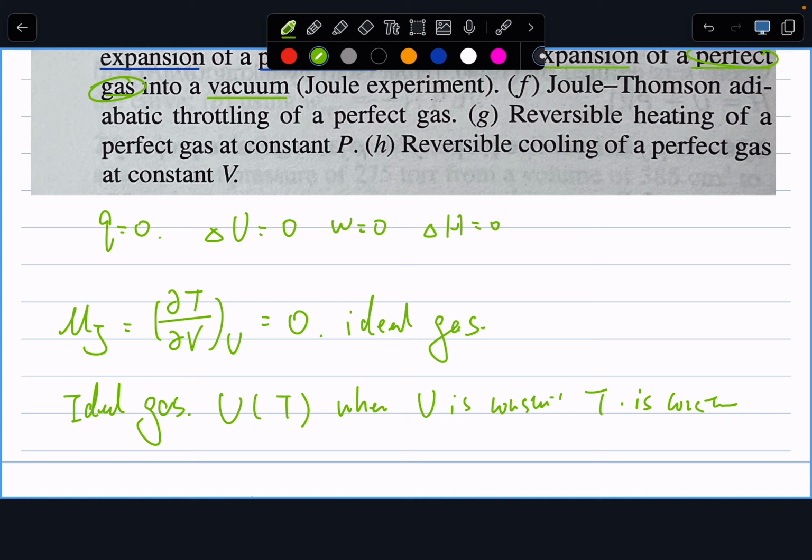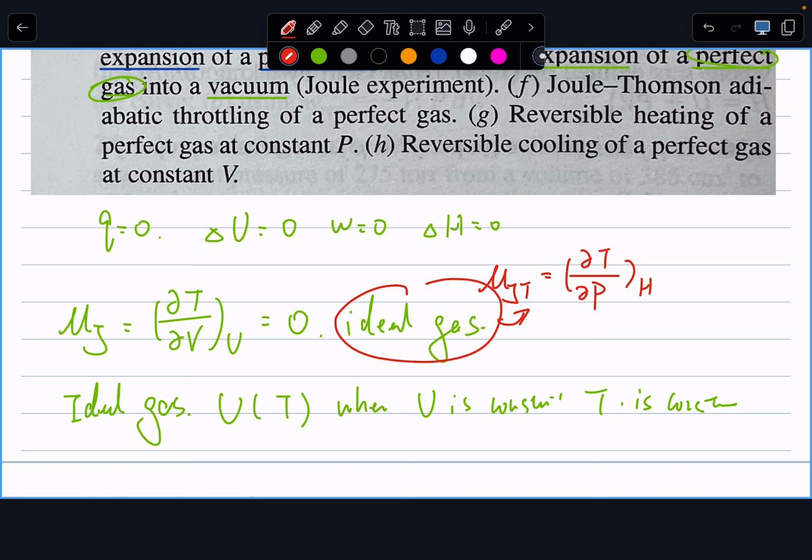All right. What about the Joule-Thomson experiment? So mu JT equals dT over dP at constant H. What is the Joule-Thomson coefficient for ideal gas? That's also 0. Right, so these are special cases.